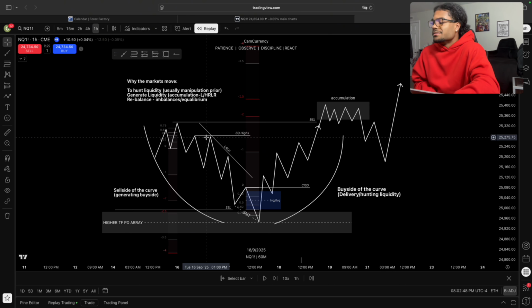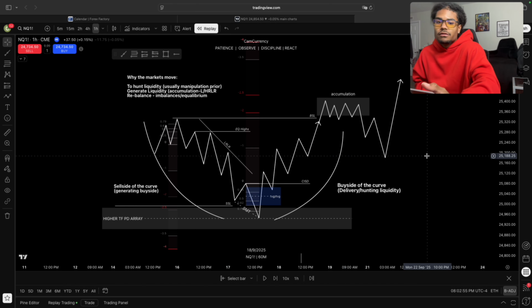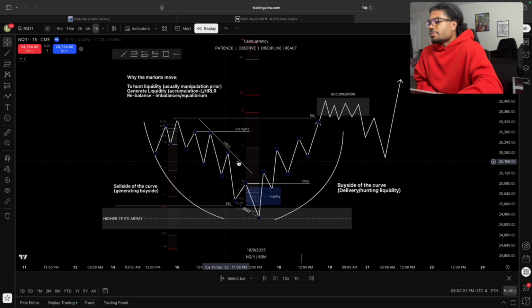You oftentimes see manipulation or accumulation, some type of manipulation into the distribution, power of three, all of this stuff. Every ICT concept is basically the same. It's just classified as different things. So yeah, that is basically that.